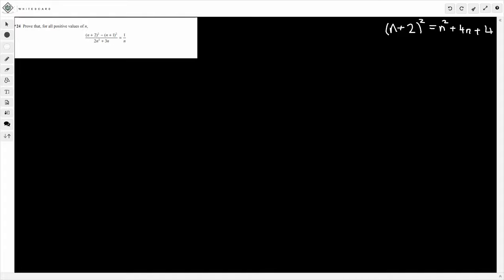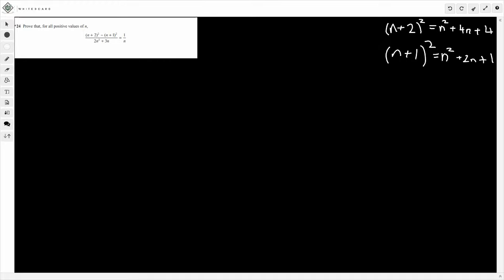Let's do n + 1 now. So n + 1 all squared. What's that going to give us? We're going to get n² again. We're going to get n times 1 and then 1 times n, so n plus n gives me 2n. And then 1 times 1 is simply 1. So we've squared both of the expressions now.